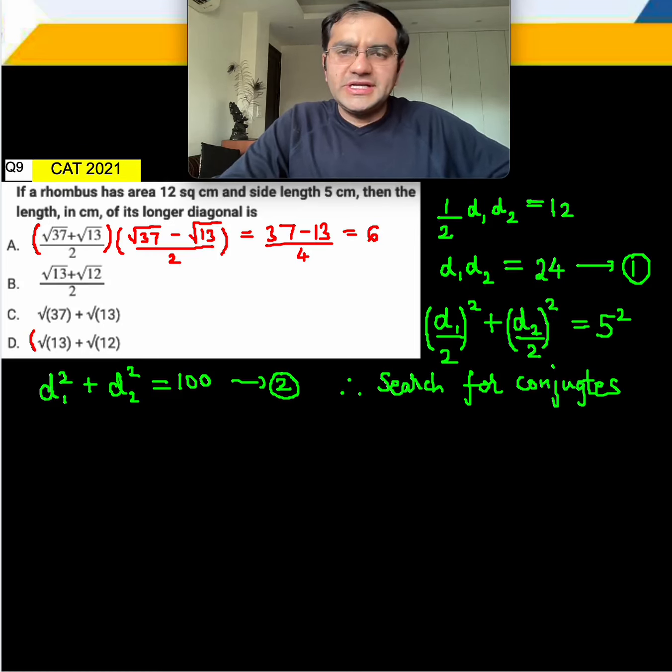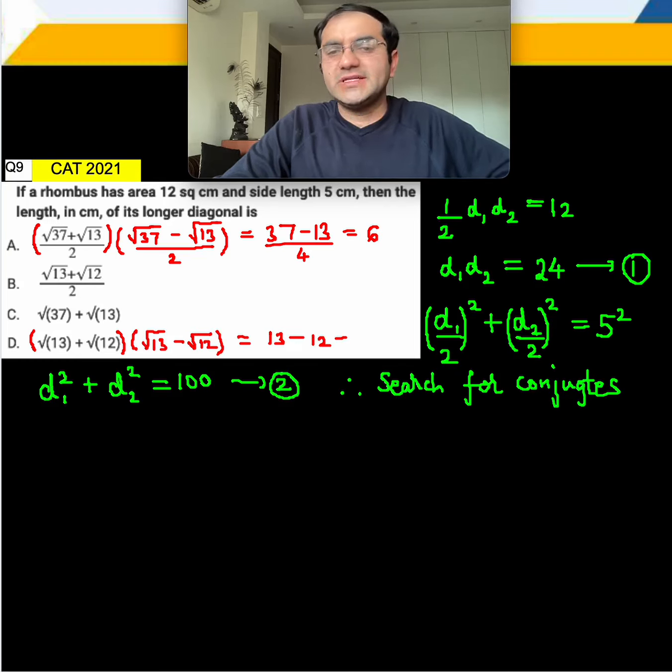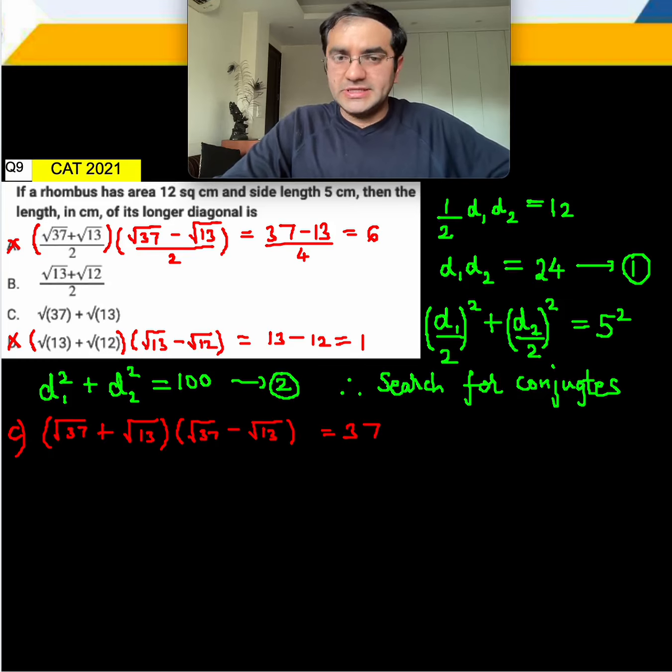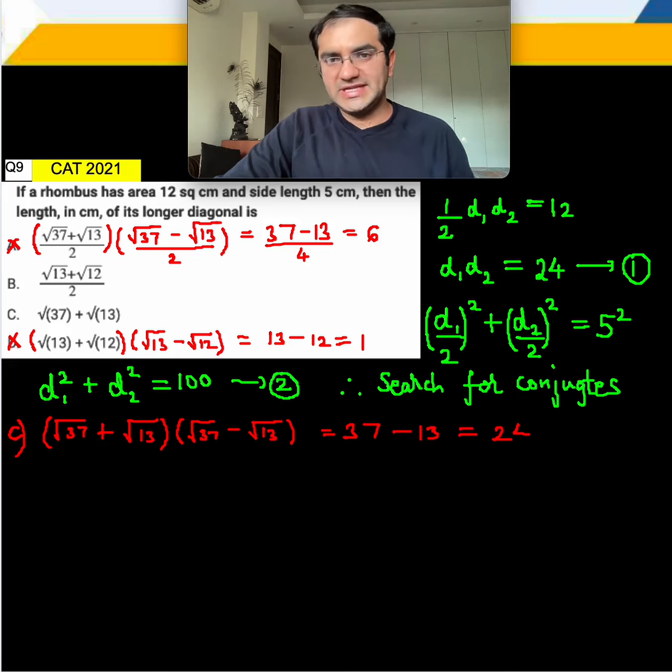I try option D because it looks a little easy. Multiply by root 13 minus root 12, that's 13 minus 12, that's 1. But I need 24. So now option C is looking viable. So I'll take option number C for my calculations. Root 37 plus root 13 into root 37 minus root 13 is 37 minus 13, that's 24. Equation 1 has now been satisfied.